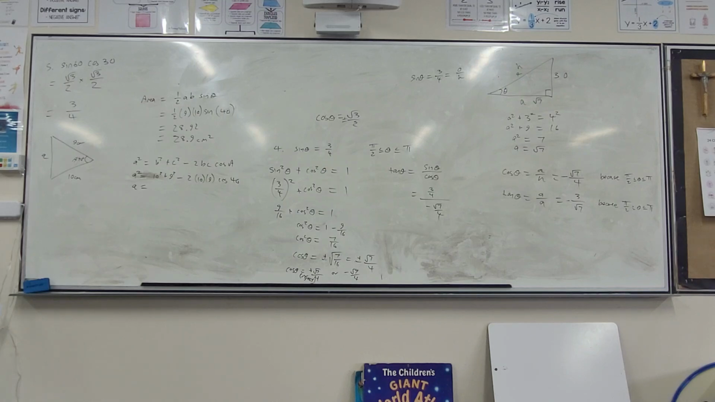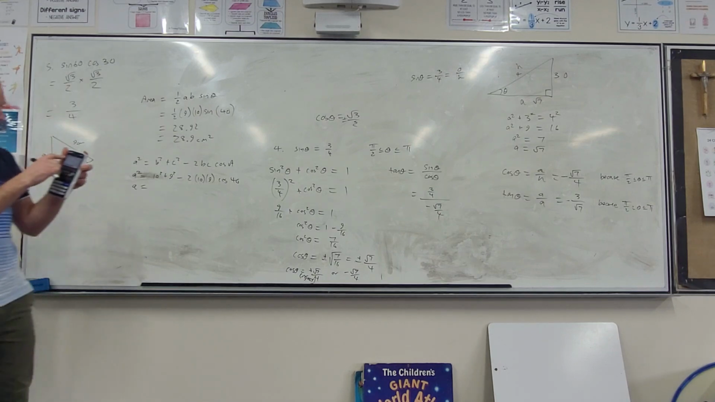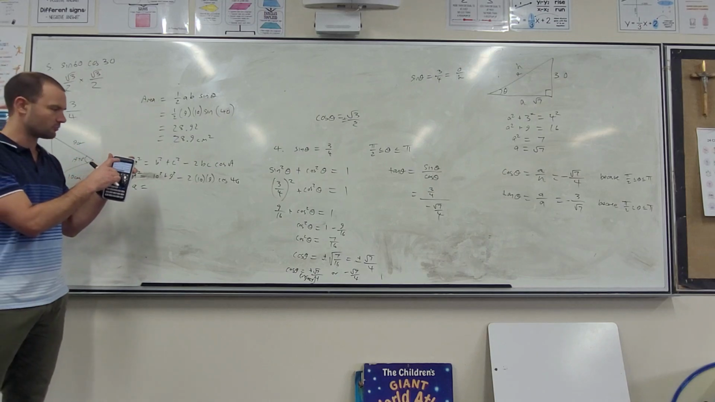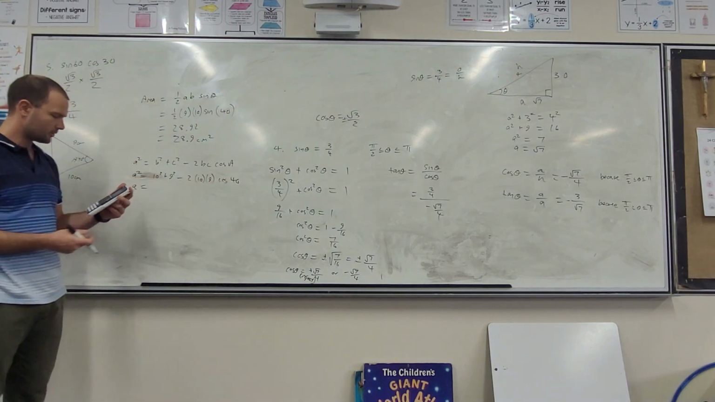Make sure your calculator's in degrees. Just quickly, you can check. Your calculator does tell you. Right at the top, next to your battery, it says maths, and then it says the angle mode that you're in. If you're in degrees, it says deg. If you're in radians, it says rad. So always have a check there.